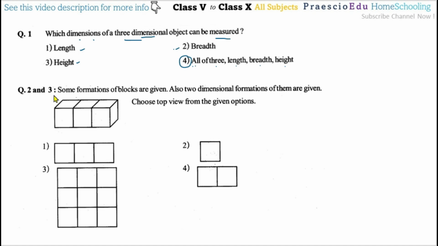Now questions number 2 and 3. For these, some formations of blocks are given. These are the blocks, and two-dimensional formations of them are also given. Choose the top view from the given options. This is a block, you might have seen in a construction project, there is a shape. So cube surfaces, and these three are attached to each other.